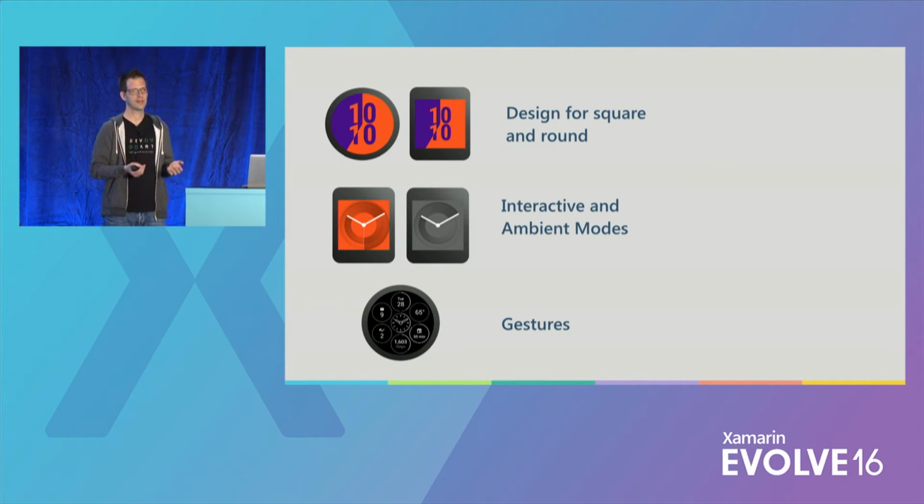Ambient mode basically is when your watch face displays a little less information and a little less color, but it's still on all the time. So by reducing the colors and by reducing the number of active pixels on the display, we can reduce the amount of power that's required to drive the watch face. And this is also available for applications.